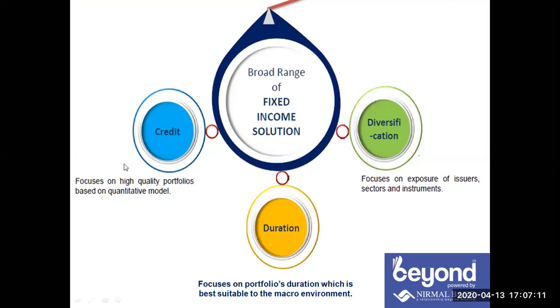Now I have also explained the broad range of fixed income solutions. Like there are credit funds, I told you, accrual products and duration products, and diversification, which is a combination of credit and duration. So these are the product range which I explained in my previous session. Accrual products focus more on the coupon, while duration is the product which focuses more on the macro environment and interest rate movement, while diversification is a combination of both duration and credit.